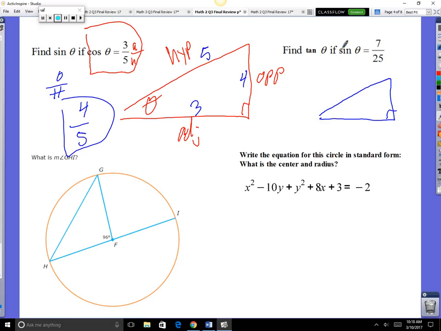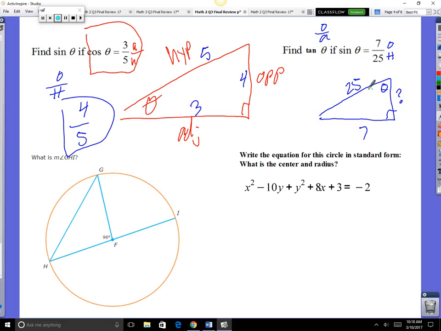They give you the sine. The sine is opposite over hypotenuse. So if I put theta, doesn't matter where you put theta, just don't put theta on the 90. If I put theta there this time, then the opposite is 7, and the hypotenuse is 25. And they want the tangent, and the ratio for tangent is opposite over adjacent. And that is what I need to find.